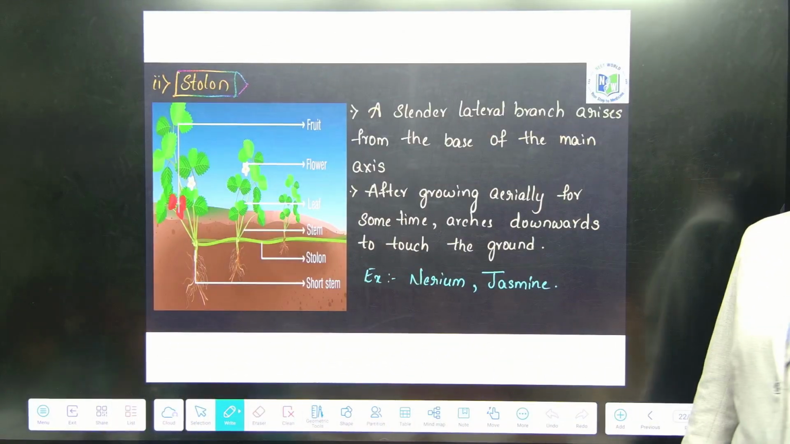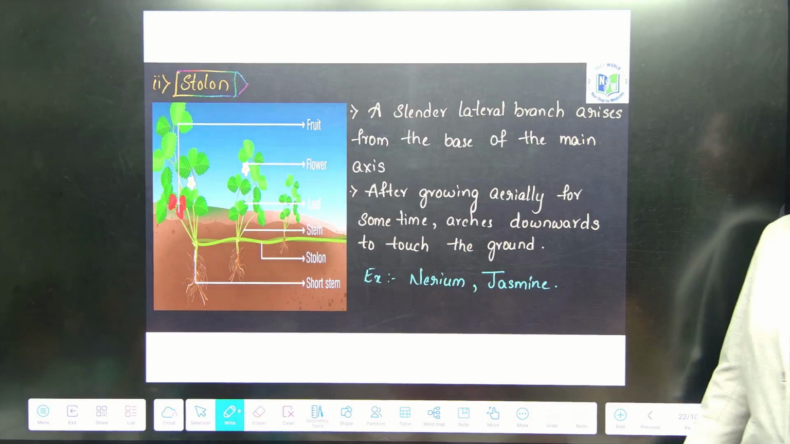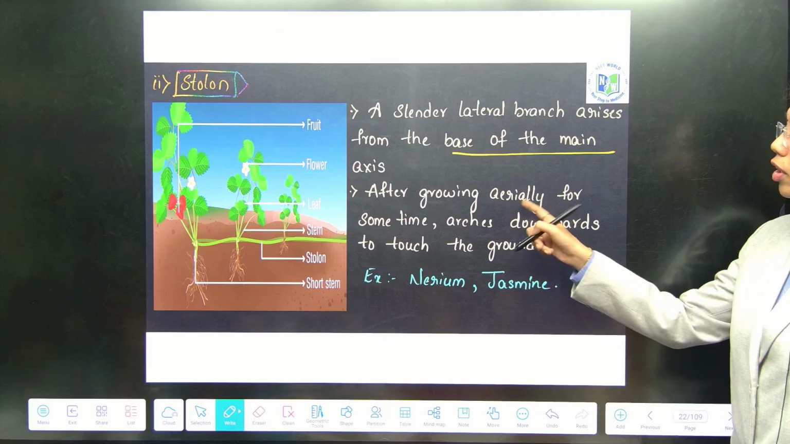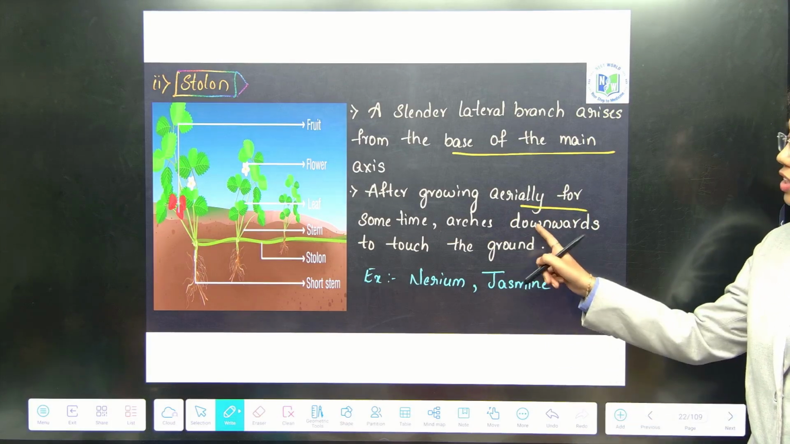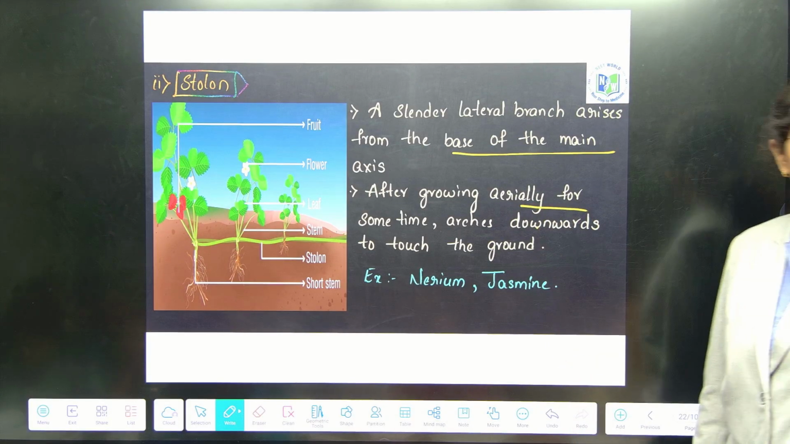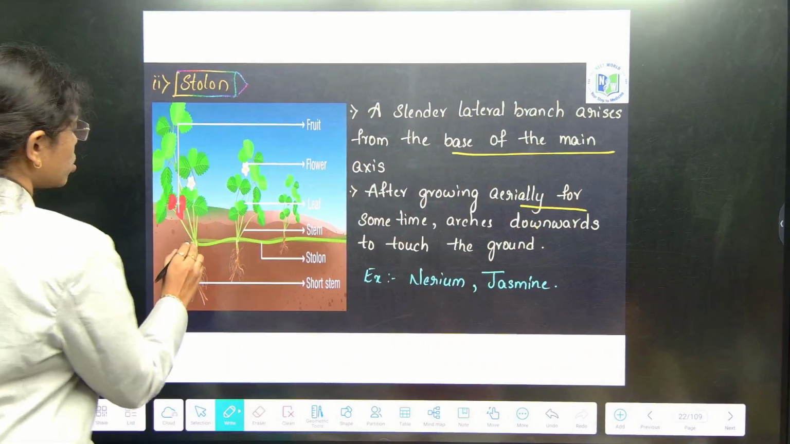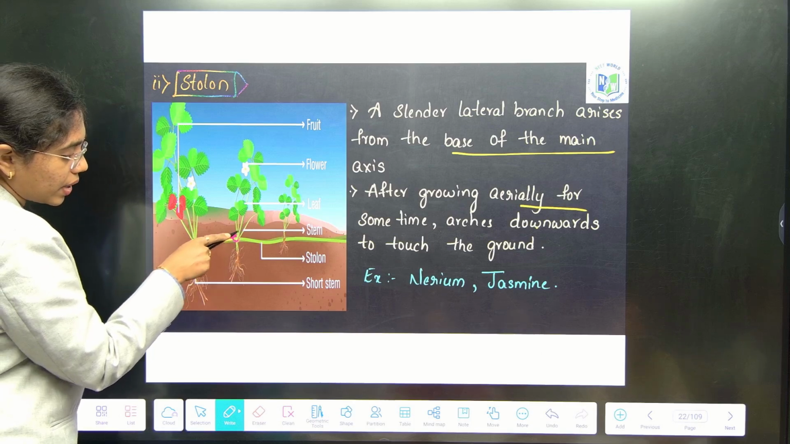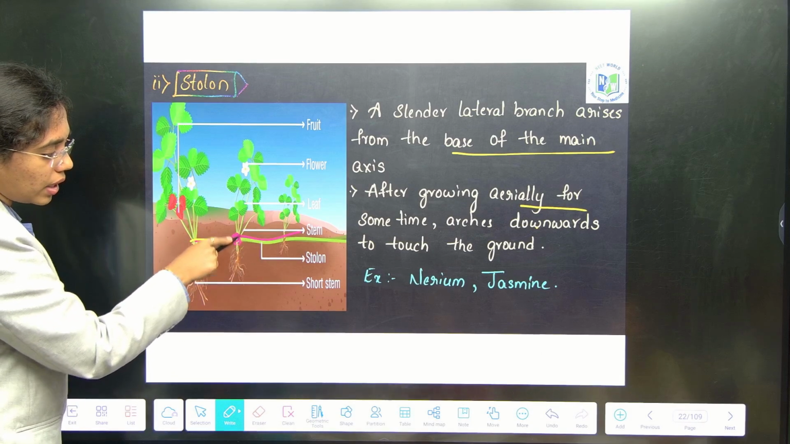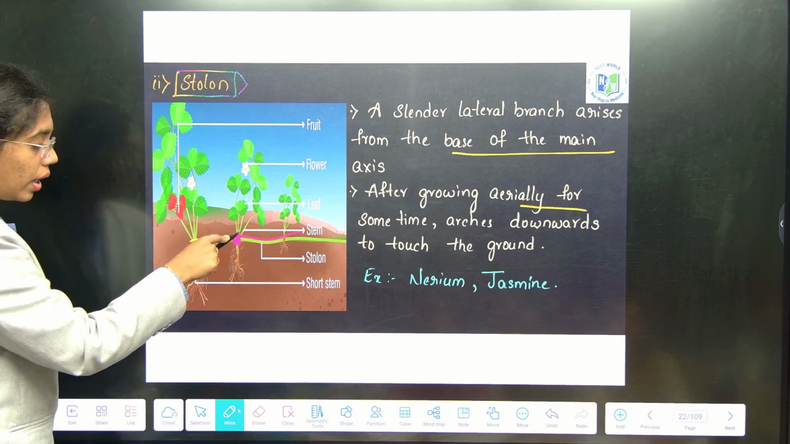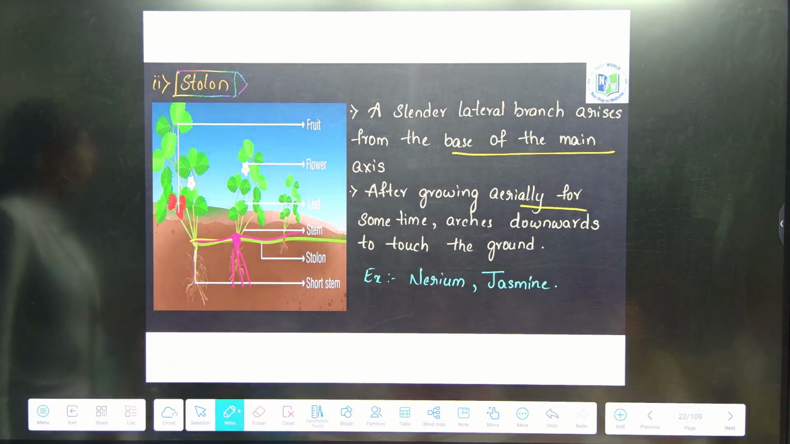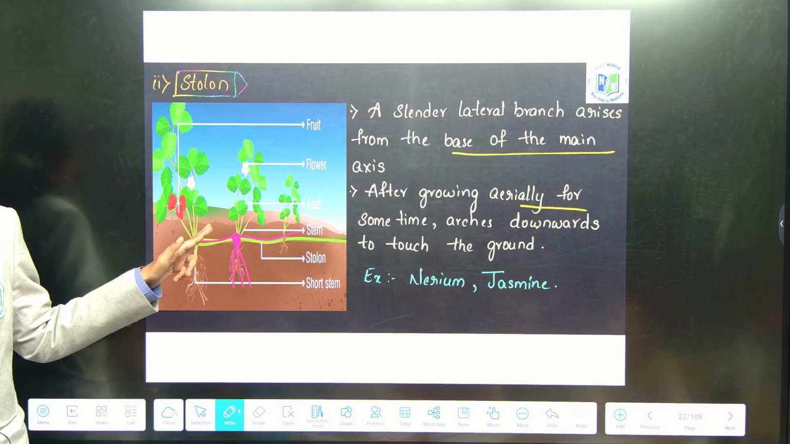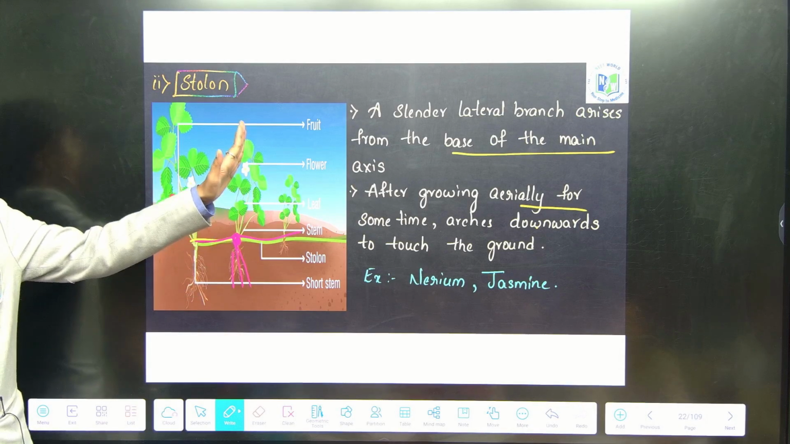Next, stolon. A slender lateral branch arises from the base of the main axis. After growing aerially for some time, this arches downwards and touches the ground. So here one lateral branch will grow horizontal. It grows horizontal, it will touch the ground and again it grows. The nodal region which is towards the ground, that develops into what? Adventitious roots.